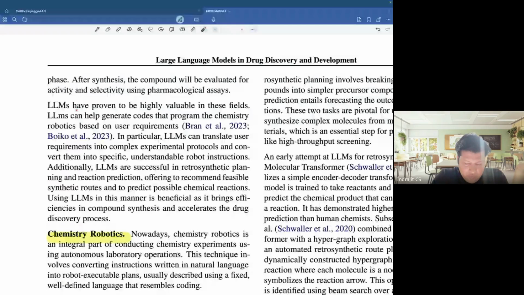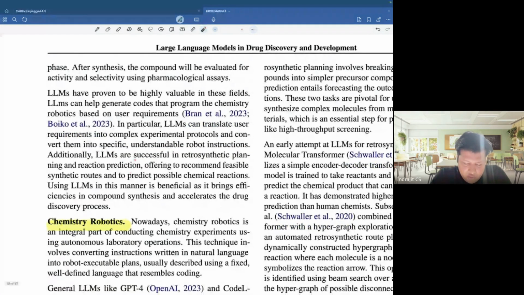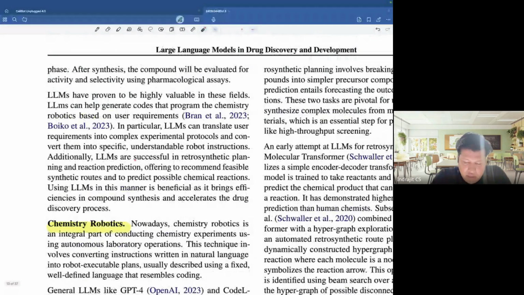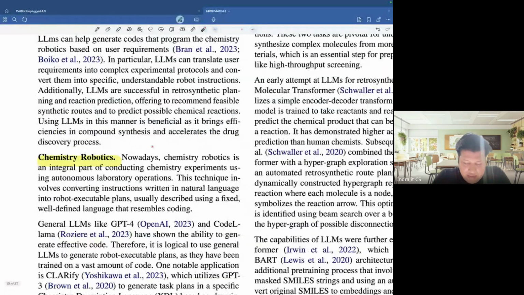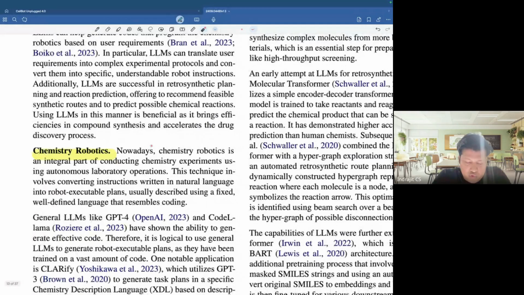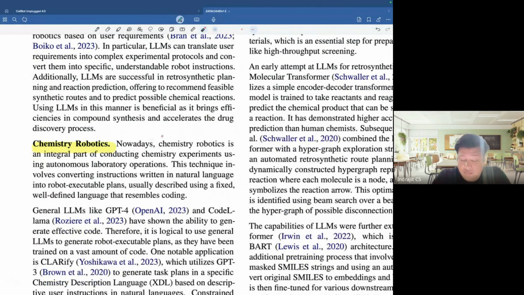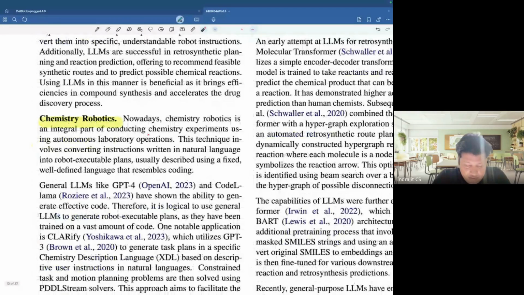So what we are saying is, with some of the chemistry robotics based user requirements, you could use code that programmatically does this part of identifying the lead, right? ChemCrow is one example of that. LLMs can translate user requirements into complex experimental protocols and convert them into specific, understandable robot instructions. So this is the first stage of using either a programming language, not really an LLM, but an LLM can again be used for this, to get the hit identification.